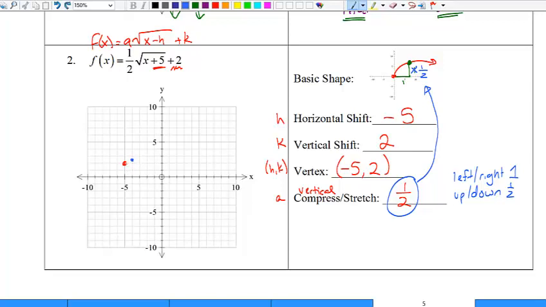So now we're going to connect it with its basic shape. It still looks like a square root function, but it's not quite as tall as it was in the past because my 1/2 is a compress. I'm going to be compressed towards the x-axis, and it's going to look like it's been squashed. So it's going to look like it's been squashed or sat on or something like that.